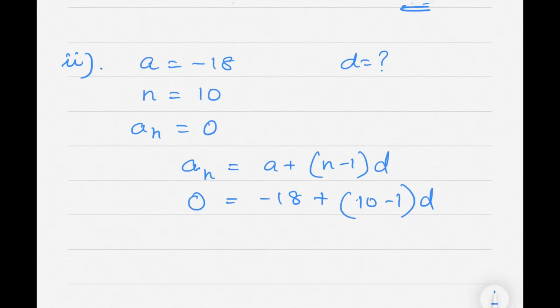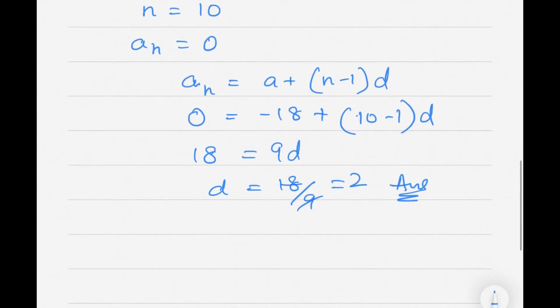Okay, so minus 18 can come to this side. So 18, it will become positive, is equal to 9d. So my d is equal to 18 by 9. So I get 2, right? So my d is equal to 2. That's my answer. Okay, let's move to the third part of this question.